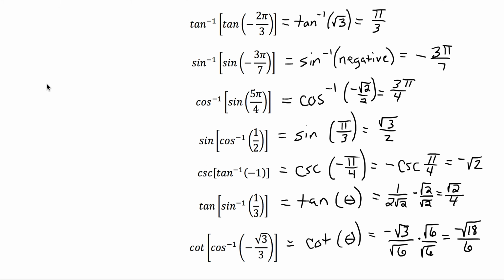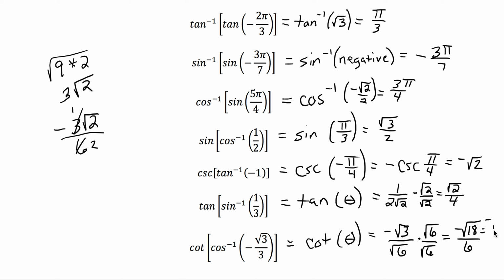could be written as 9 times 2. I can take the square root of the 9, making it 3, but I can't take the square root of the 2. All right, so we're left with negative 3 times the square root of 2 over 6. 3 goes into 3 once, 3 goes into 6 twice. All right, so we actually have as our final answer on this one, negative square root of 2 over 2. All right, and so that finishes up those problems.